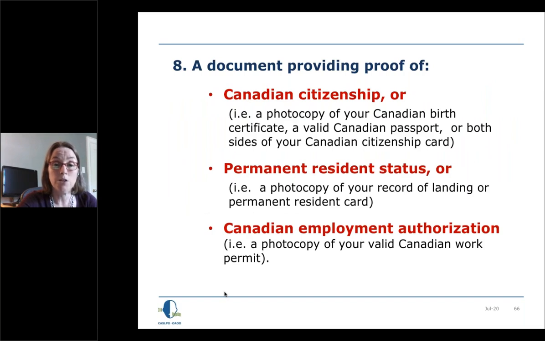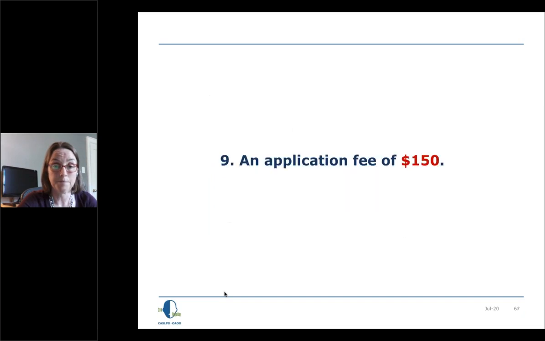And we need a document providing proof of eligibility to work in Canada. So it could be a Canadian citizenship, like a photocopy of your birth certificate or Canadian passport or citizenship card, or a permanent resident document, or a work permit that shows that you are authorized to work in the country. And there's an application fee of $150, which must be included with your application.